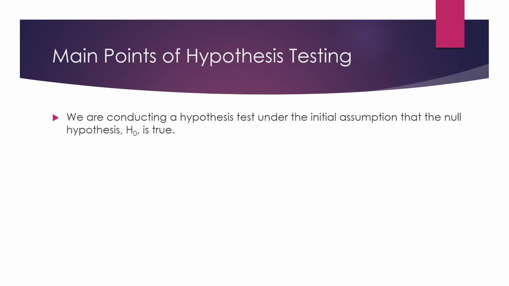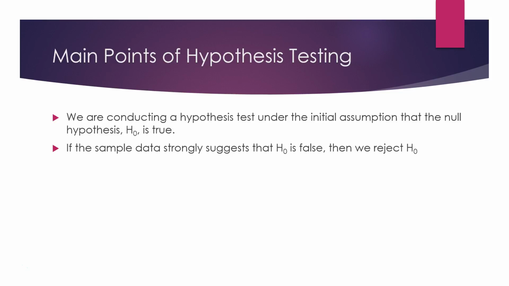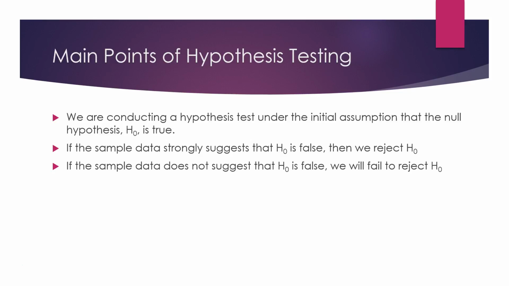So there are 3 overall major points to hypothesis testing. The first is that we are conducting a hypothesis test under the initial assumption that the null hypothesis, whatever that H0 is, is true. So when we look at these problems, I'll emphasize that. I know a lot of this is going to seem kind of out there until we actually get to look at something specific. The second is that if sample data strongly suggests that H0 is false, we reject H0. If the sample data does not suggest that H0 is false, we fail to reject H0. So fail to reject sounds a really weird way to say that, but I'll explain that in a few slides.